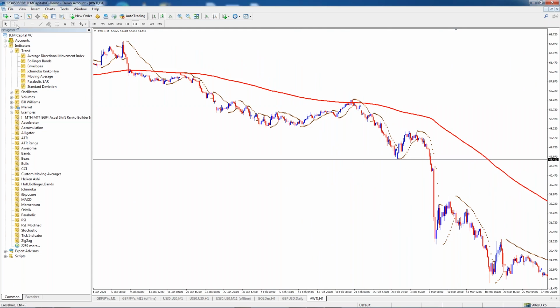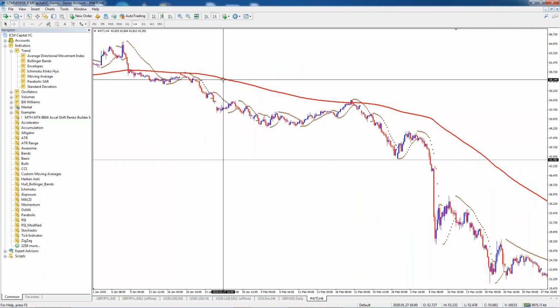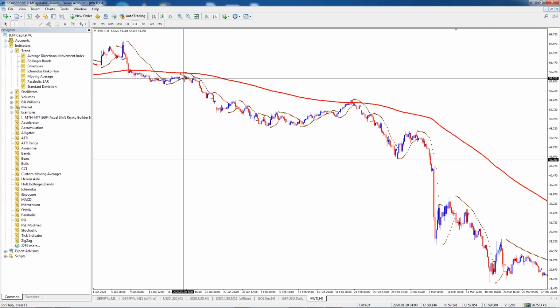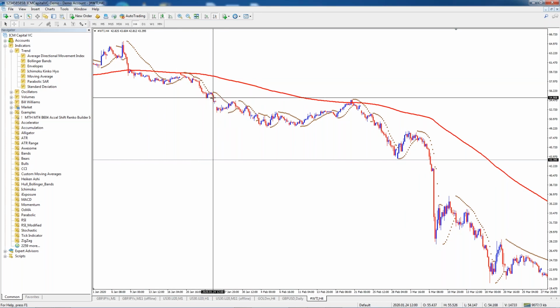So here you would be either looking to sell these crosses below the SAR, since the moving average is here, so it's signaling a trend down. You are using the moving average for trend filtration, and you are using the parabolic SAR for your entries. So you are selling here again, and selling here.